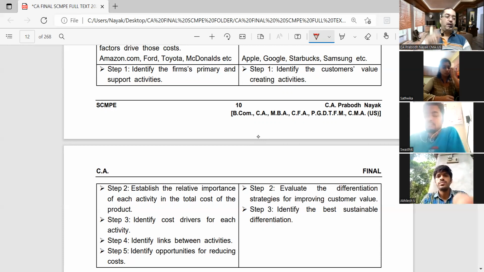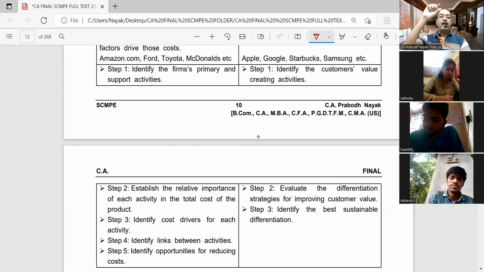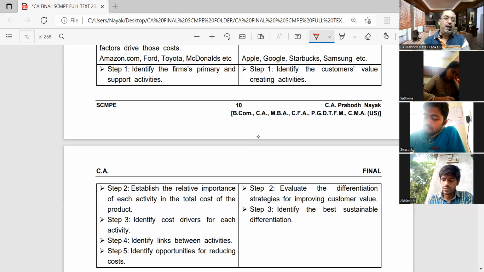Below that, you write step number 1. Write the heading. What is step number 1? Identify the firm's primary and support activities. Right. Step number 1. Identify the firm's primary and secondary activities. Why I'm giving you this? Because in one exam they have asked you in detail for 10 marks this cost differentiation as a question for 10 marks. So what you have to write, you have to know now. Only the 5 points will not be sufficient for you.